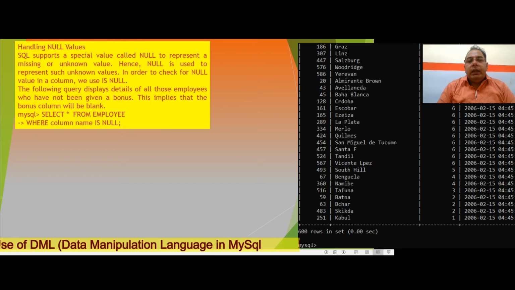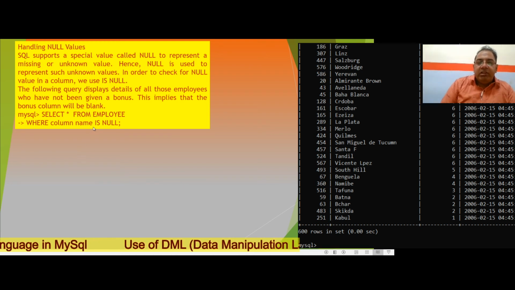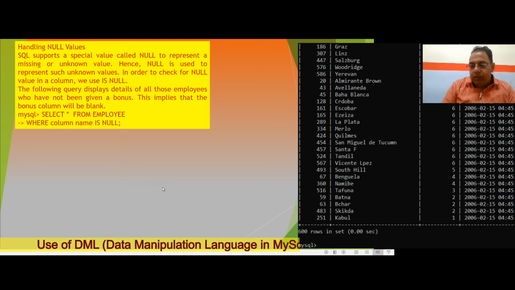Now I have handling null values. Suppose sometimes I want to get the record where the value is null. Null means there is no value in that particular column. So for the same I can use IS NULL. IS NULL is used to get the record where the value is not described.